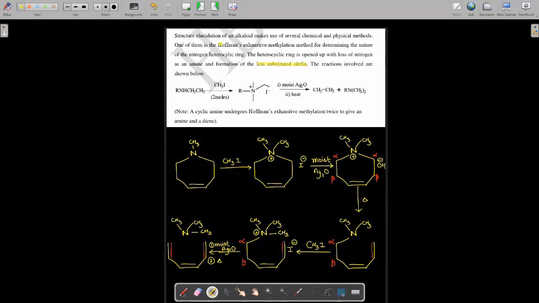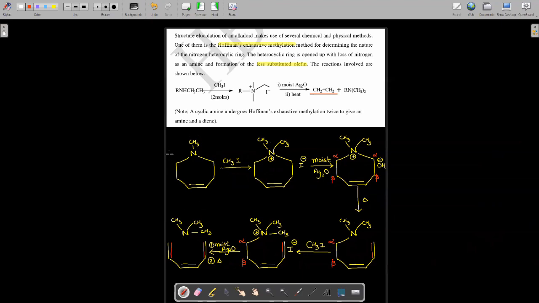And the reaction they are saying is a Hofmann exhaustive methylation. I'll explain it down here. What is this reaction? The reactions involved are shown below. They have already shown it, but I'll also explain it. See, this one is a 2-degree amine. It is converted into quaternary ammonium iodide and then, with moist Ag2O and heat, Hofmann alkene, the least substituted alkene, and an amine is free. Okay, a cyclic amine undergoes Hofmann exhaustive methylation twice to give an amine and a diene.